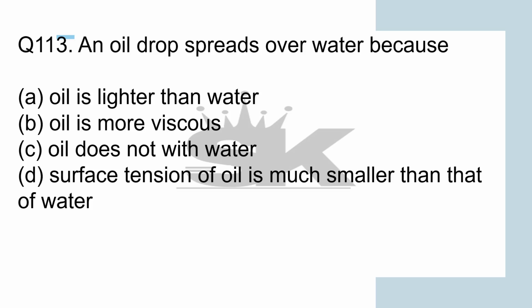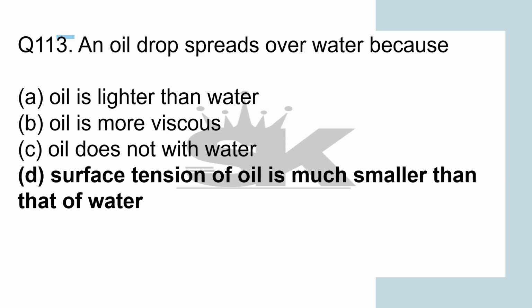An oil drop spreads over water because surface tension of oil is much smaller than that of water. The surface tension of the water is more than that of the oil. Therefore, when oil is poured over water, the greater value of surface tension of water pulls oil in all directions, and as such, it spreads on the water. When water is poured over oil, it does not spread over it because of the surface tension of oil.